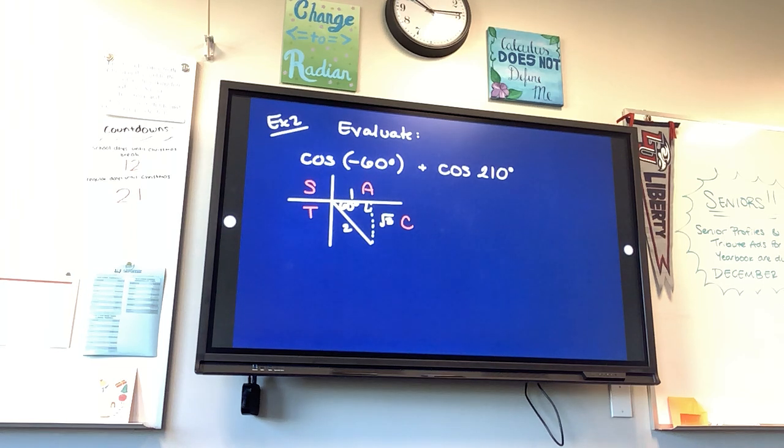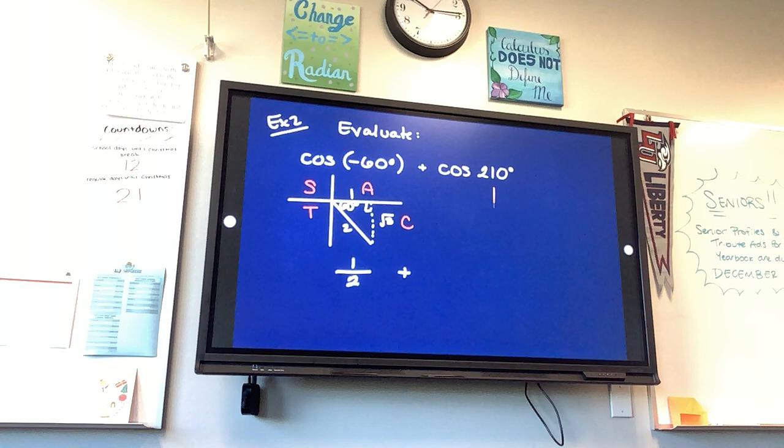Okay. Do we have an answer for the cosine? It is 1/2. And it's problems like this where you'd get lucky if you forgot "All Students Take Calculus," because it's going to be positive anyway. So there you go. All right, let's go to 210.